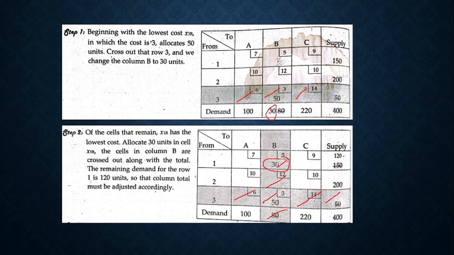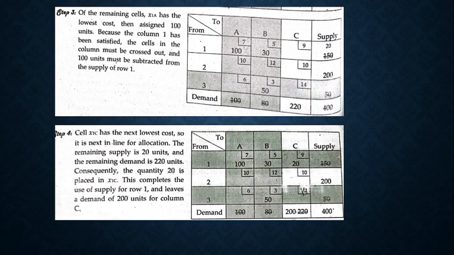So syempre change na yung supply ni warehouse 1 because nag-minus tayo ng demand na 30 units. So 150 minus 30 units is 120. So step 3. So cross out na natin yung mga na-solve natin ha. Cross out mo lang yon. So ito na lang yung remaining.